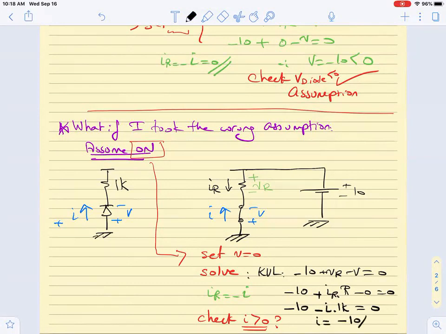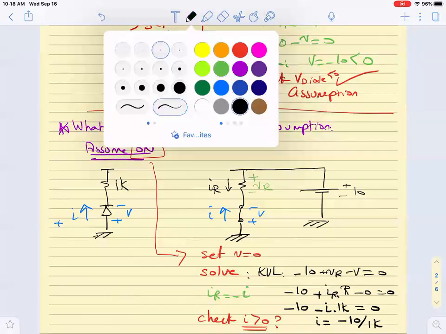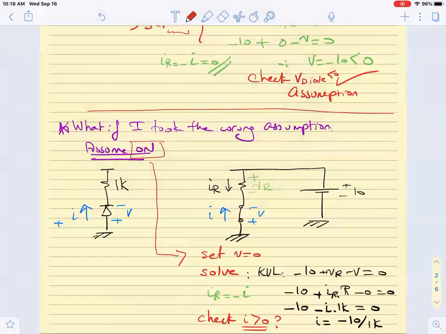Negative: minus 10 over 1K. So in this case, I did not meet my criteria. This is negative, so I did not meet my criteria. Check: it did not meet.